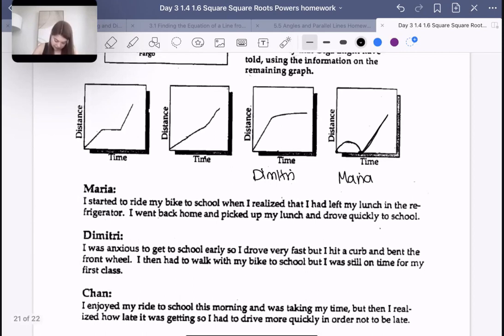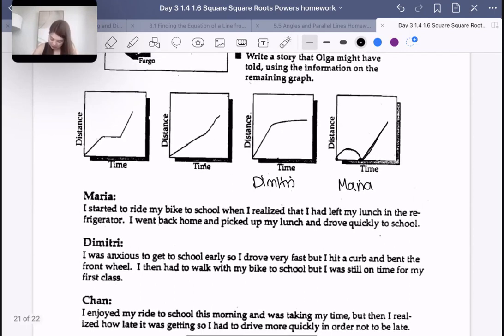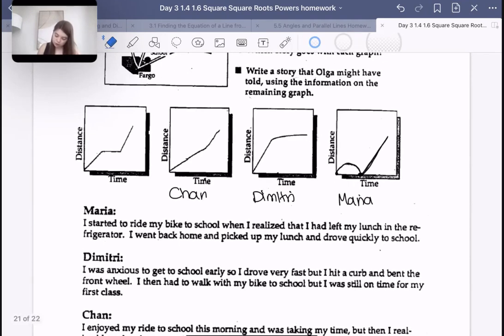Then Chan says, I enjoyed my ride to school this morning and was taking my time, but then realized how late it was getting and I drove more quickly in order not to be late. Okay, so this is someone who, it didn't say stopped exactly, but it did say they were taking their time, so driving slowly and then went more quickly. Okay, so I would say that is this one here because first they're driving slow and then in the end we see them pick up speed, right? We see the slope increase there. And so that suggests we're going more quickly at that point. Good. And then it says, write a story that Olga might have told using the information from the remaining graph.